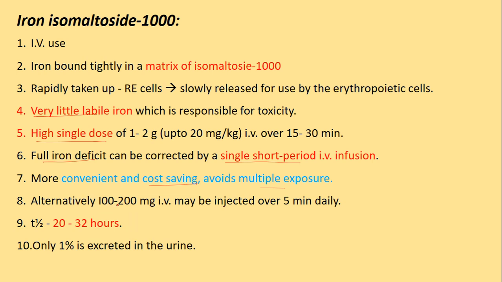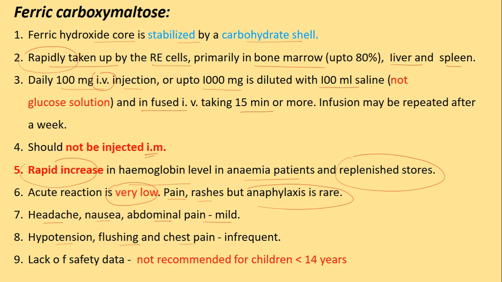intravenous injections. Alternatively, you can also give 100 to 200 milligrams IV, which can be injected over 5 to 10 minutes daily. It is a longer acting drug with a half-life of 20 to 32 hours. Only 1% is excreted through the urine. So iron isomaltoside as well as ferric carboxymaltoside are the safest IV parenteral iron preparations which are available.